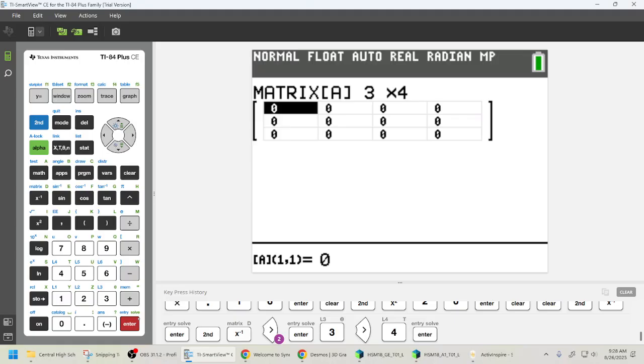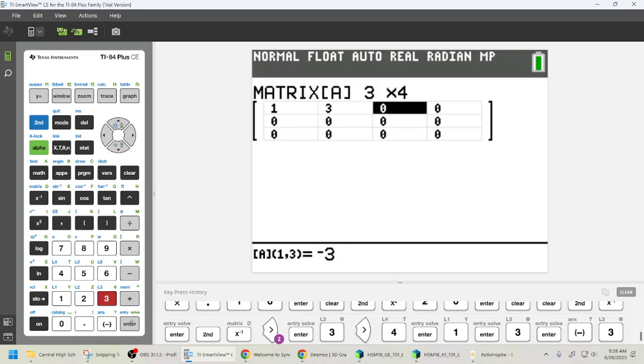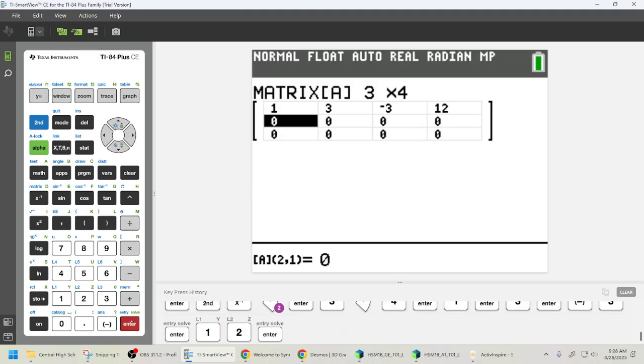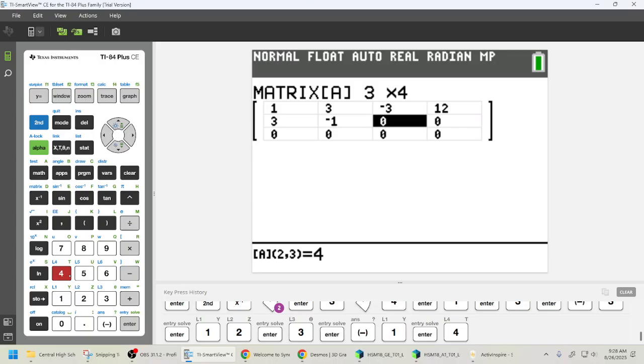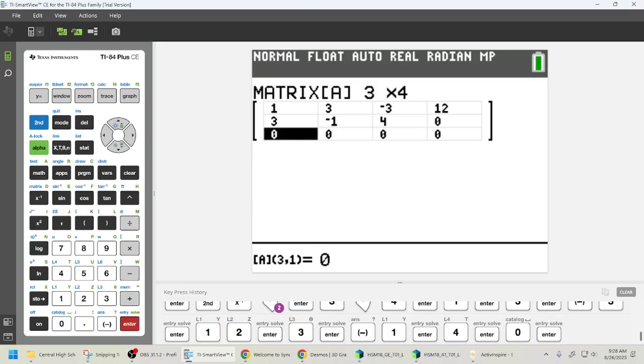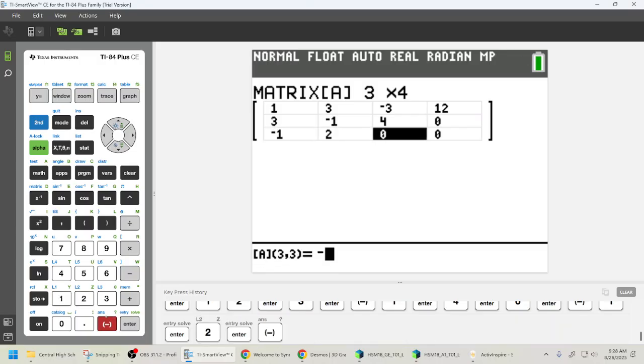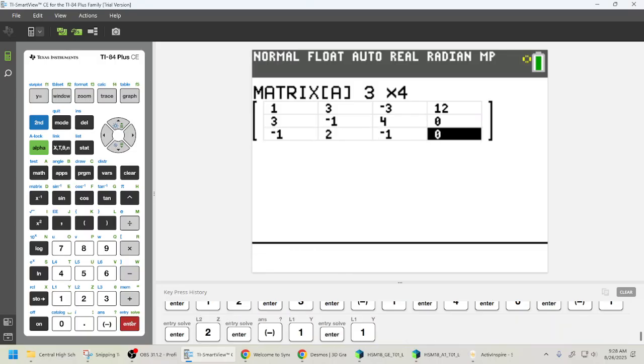So now it should look like what we just wrote down. And now we just go through and we type in our coefficients. So 1, enter, 3, enter, negative 3, enter, 12. And that was our first line. So 1x, 3y, negative 3z, etc. Okay, the next row, 3, negative 1, 4, 0. And then last, negative 1, 2, negative 1, and 1. Okay, so we have all our information entered from our equations into the matrix.